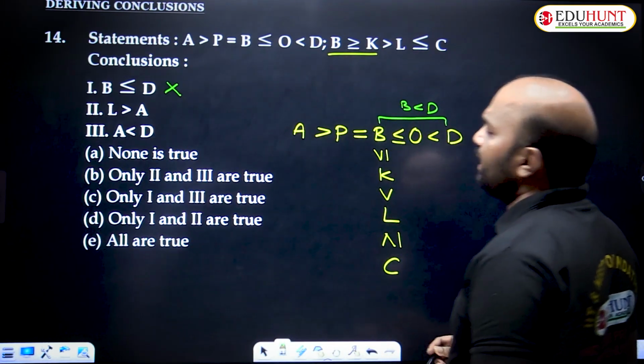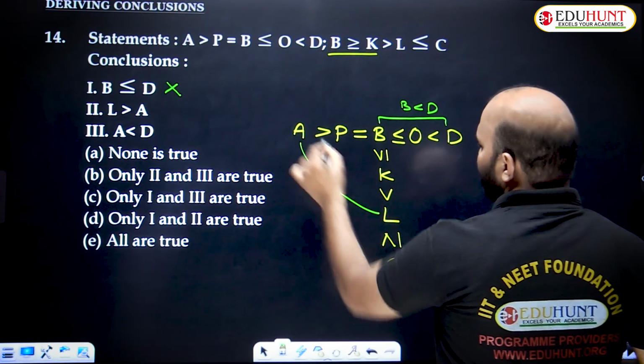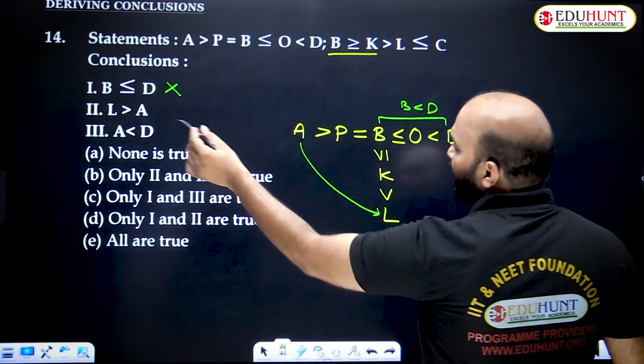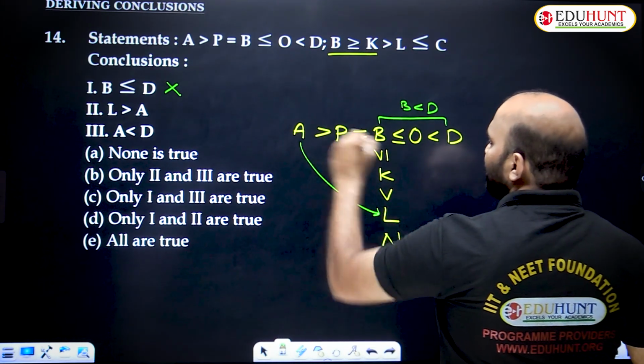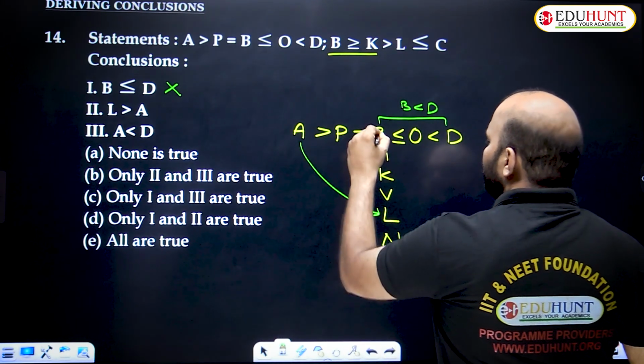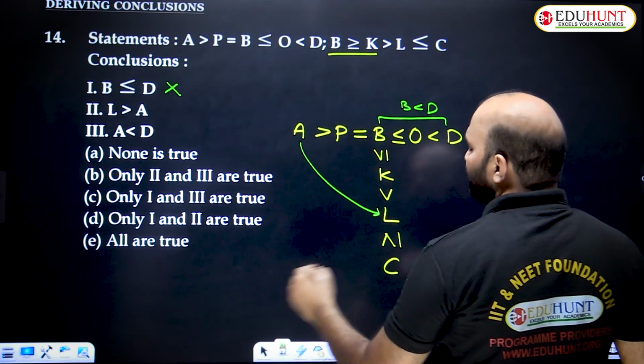This is wrong. Next, L to A. L to A, according to A, left to right. L to A to L apply first. L to A asking, but according to the rule, left to right apply. A is greater than P, P equals to B, B is greater than or equals to K, K is greater than L. A to L, how many symbols are appeared?